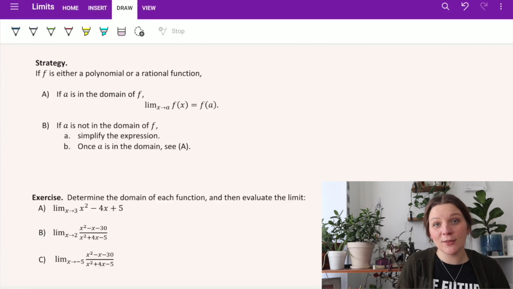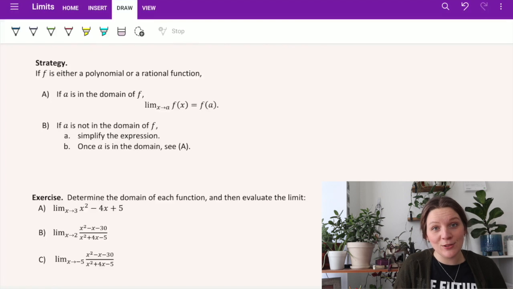In further videos, we'll look at other techniques for simplifying more complicated expressions. Until then, I've left some exercises for you to try, so go ahead and look at those. Remember, first ask yourself, can I plug this value right in? And if not, how can I simplify the expression?